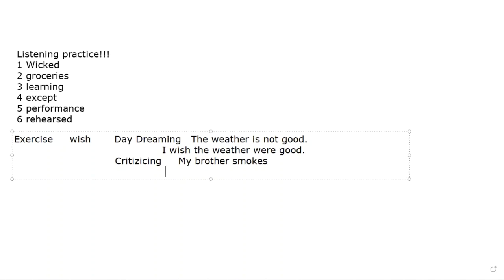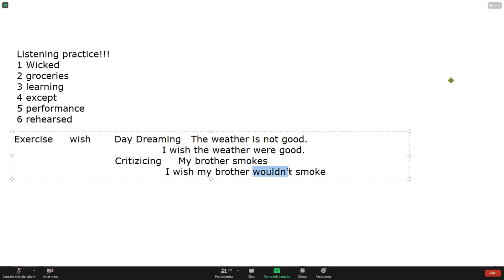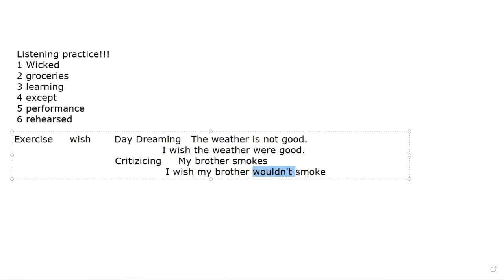I wish my brother couldn't smoke. Okay, I wish my brother wouldn't smoke. And if I say, I wish my brother wouldn't smoke, with this wouldn't, I am expressing my criticism. I am expressing my annoyance, it's because I hate it. I can't stand it. Okay, so this is what I am showing by using this would. I wish my brother wouldn't smoke. Okay, so these are the two kinds.